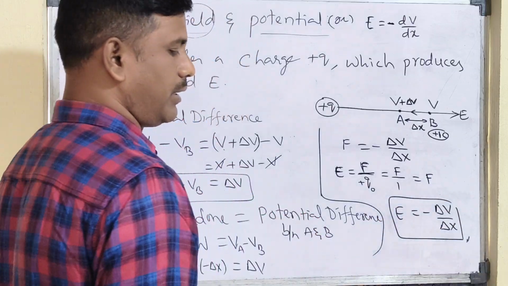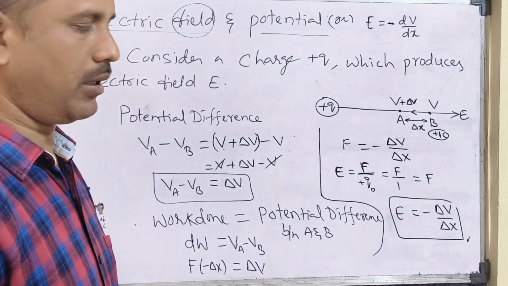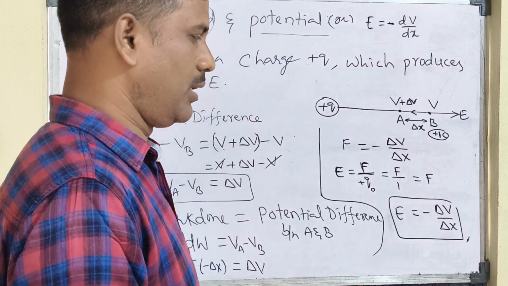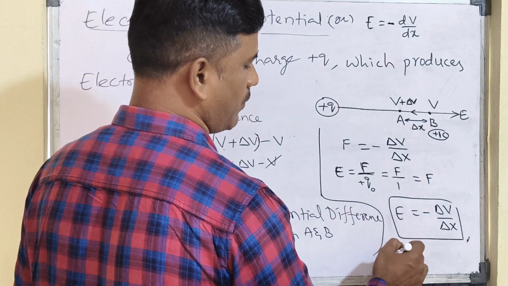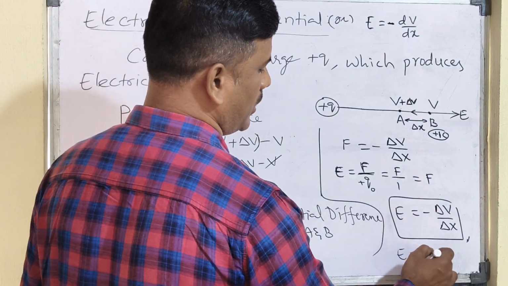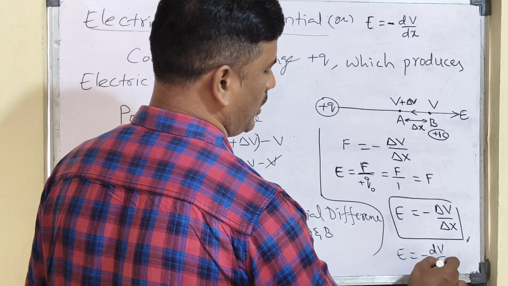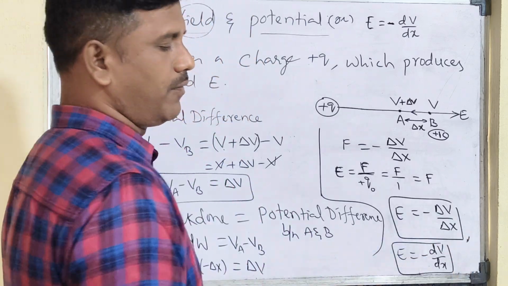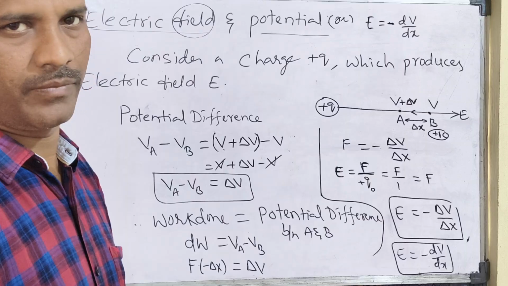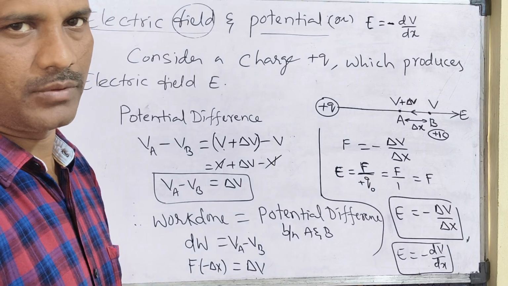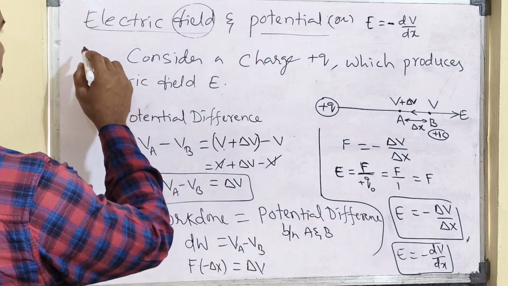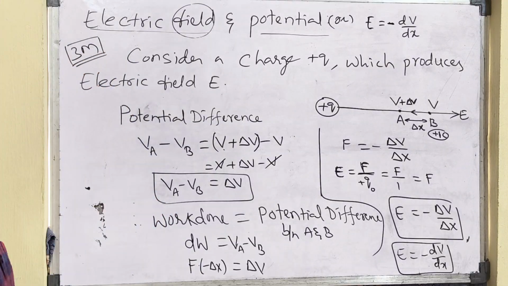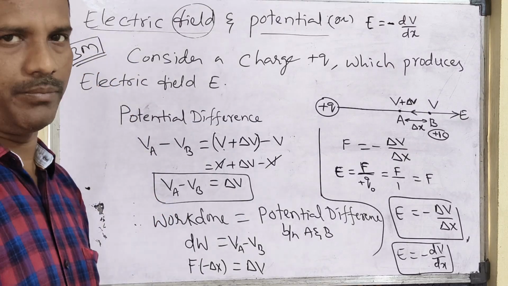So this is the relation between electric field and potential. It is also written in terms of differentiation: E is equal to minus dV by dx. So in the form of delta it is one form, and in the form of d it is the other. That's it. Clear enough? It is very important for a 3 marks question in IPE or PU.